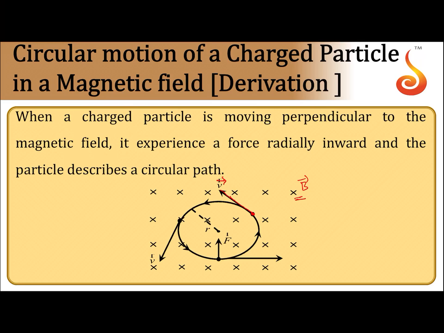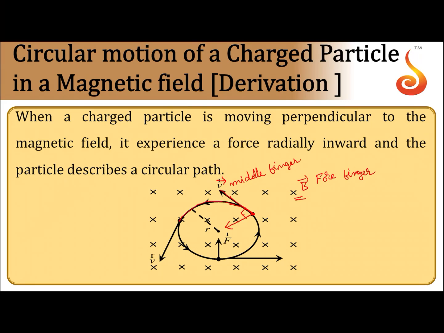Now, if you apply Fleming's left hand rule, that means the forefinger should point in the direction of field, that is into the plane of the board, and if you turn your middle finger in the direction of velocity, then the force acting on it is perpendicular to both of them, so it should be radially inward, right? Then due to this force it moves along a curved path.